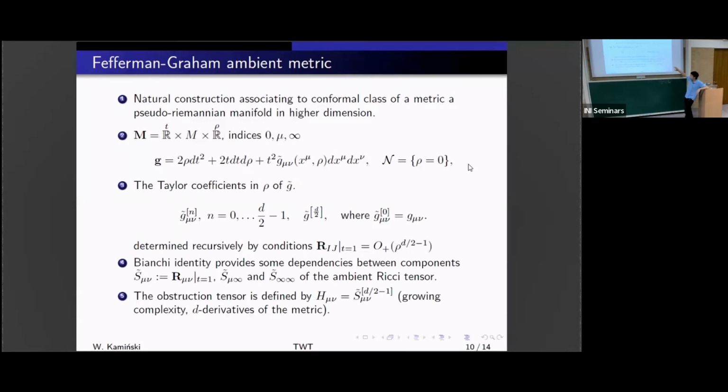So this order, okay, for us, fortunately, in the even dimensions, you can only assume that this Ricci vanishes to the order d plus 2 minus 1. This plus means that also the trace of the Ricci vanishes in this highest order, but this is not important for this.